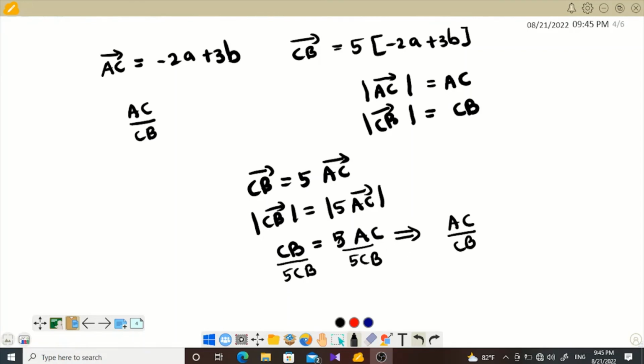As you can see, we can cancel 5 with 5 and CB with CB here. So the AC to CB ratio is 1 over 5. So we find the ratio.